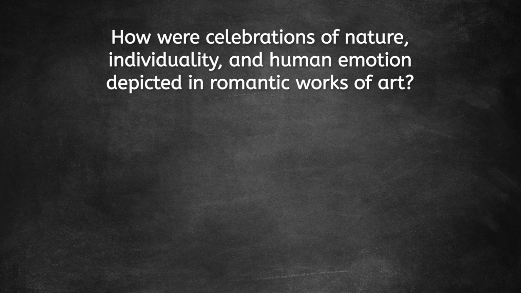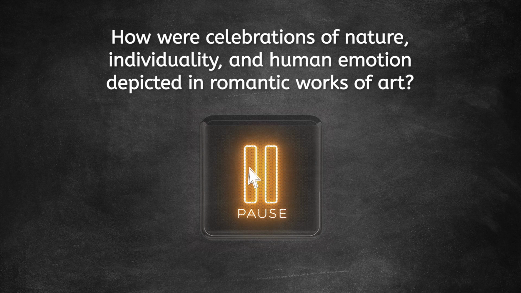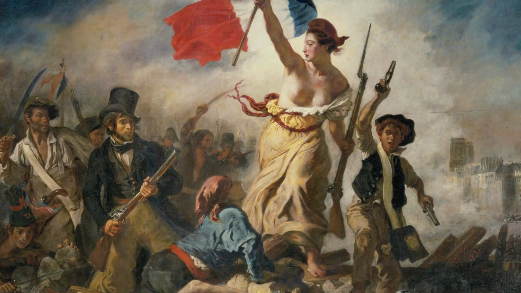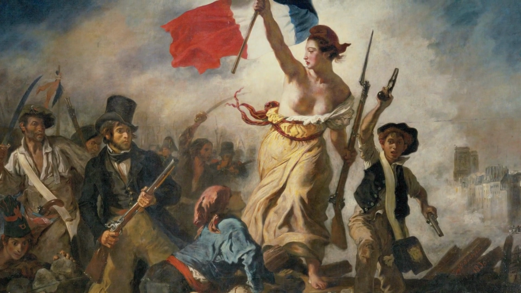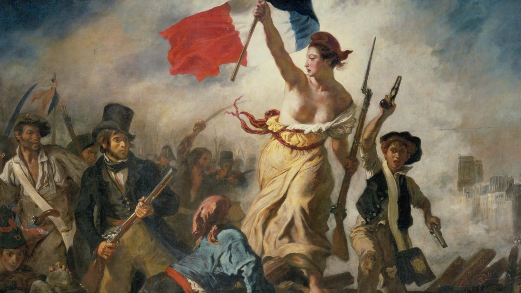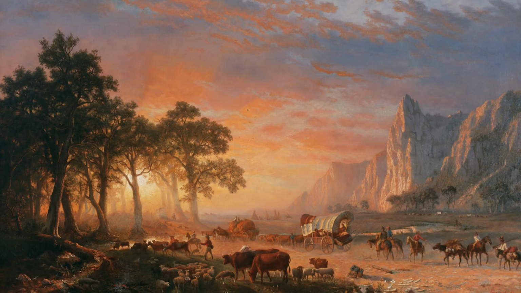Let's revisit another essential question. How were celebrations of nature, individuality, and human emotion depicted in Romantic works of art? Heroes and people who overcame struggle were featured and celebrated in literature. Connection to nature was glorified in poetry and paintings. Passion, horror, love, and more were all explored as sources of meaning.